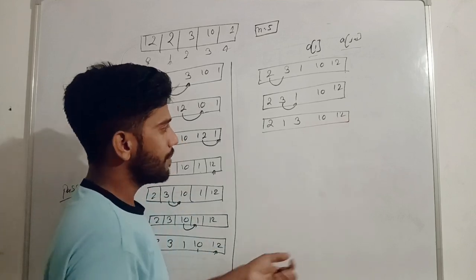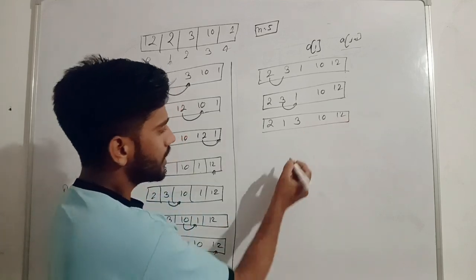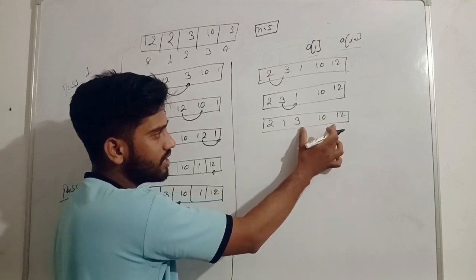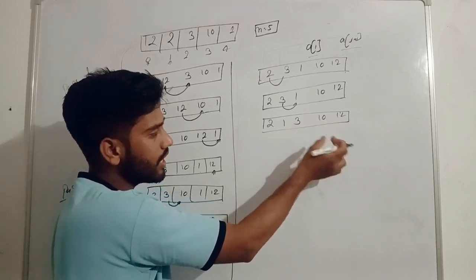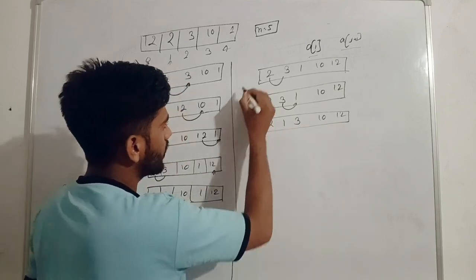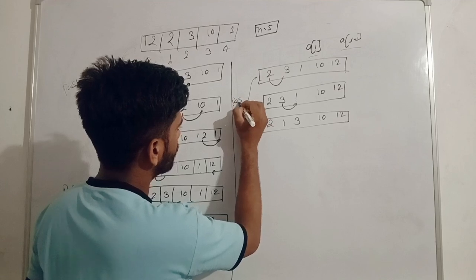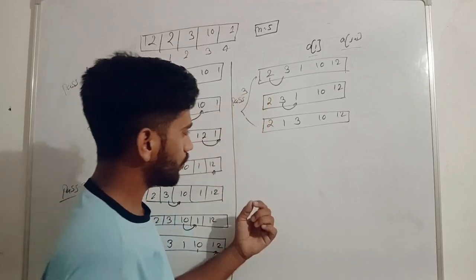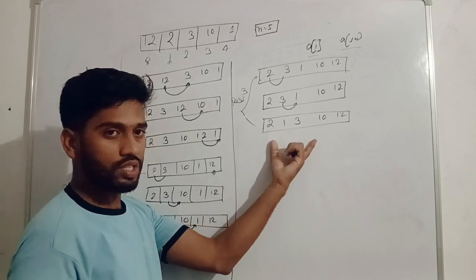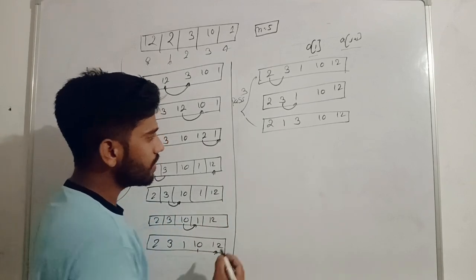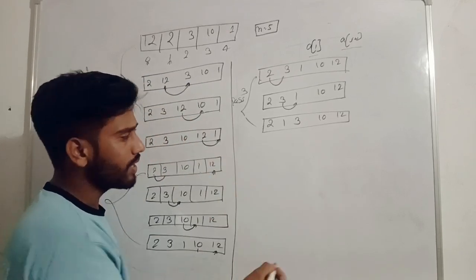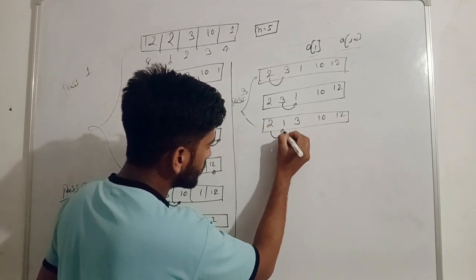This means in pass 3, the last 3 elements have been bubbled up to the appropriate place. Okay, now this is pass 3. We require another pass because this is not in sorted order. Then in the next iteration, in pass 4, 2 and 1 will be checked.